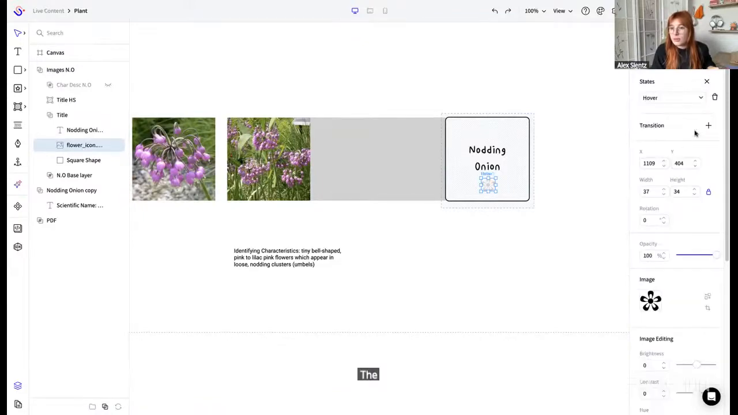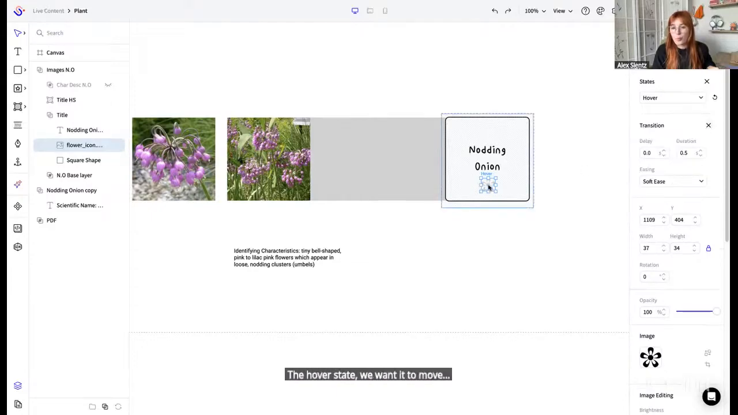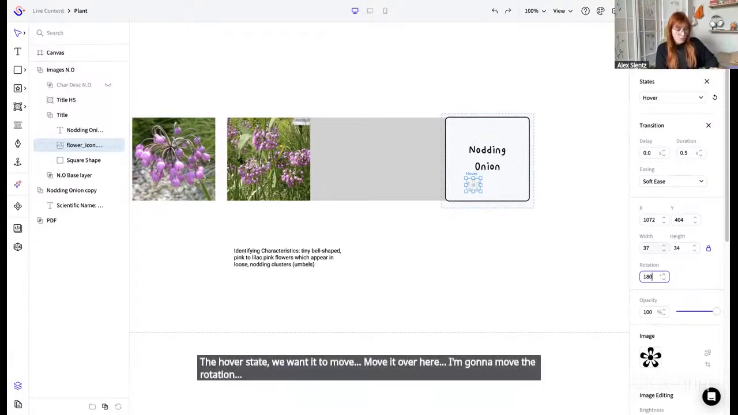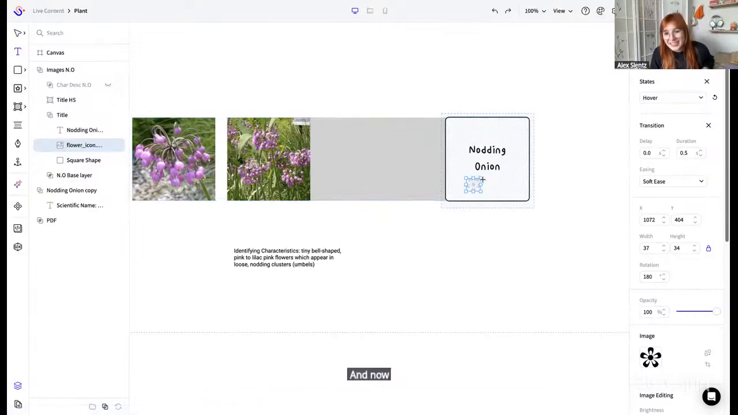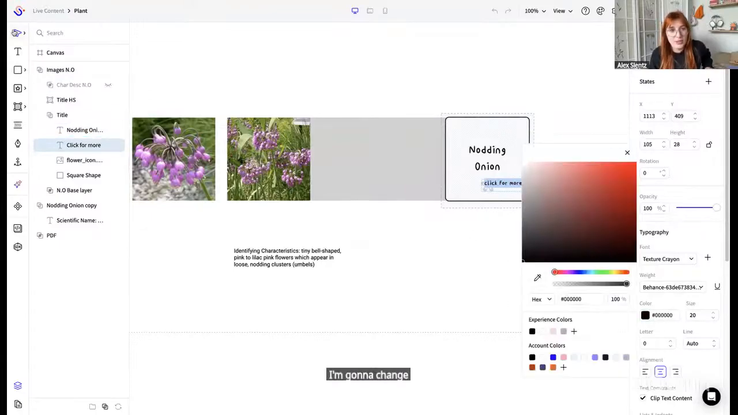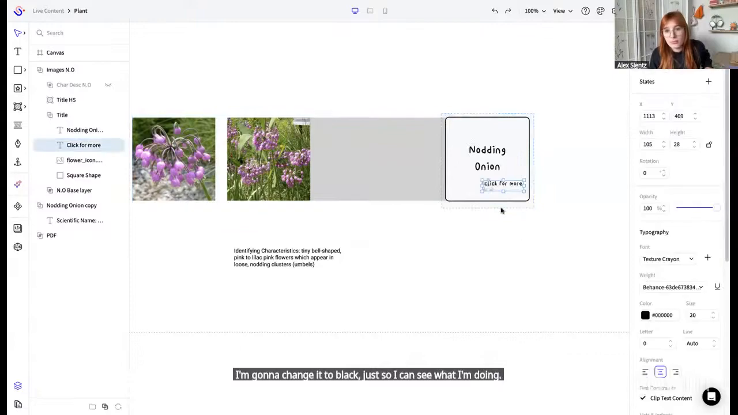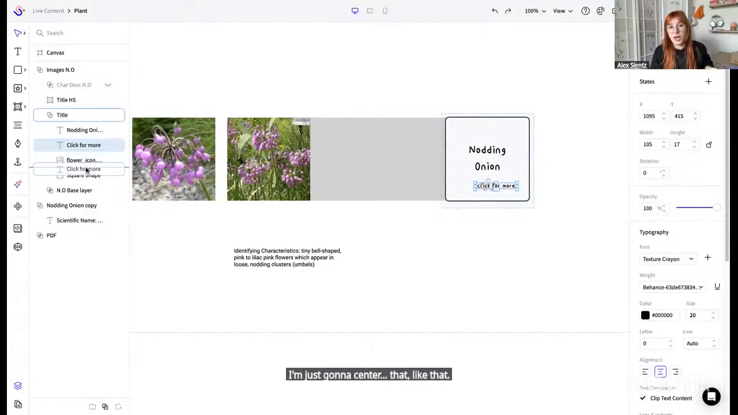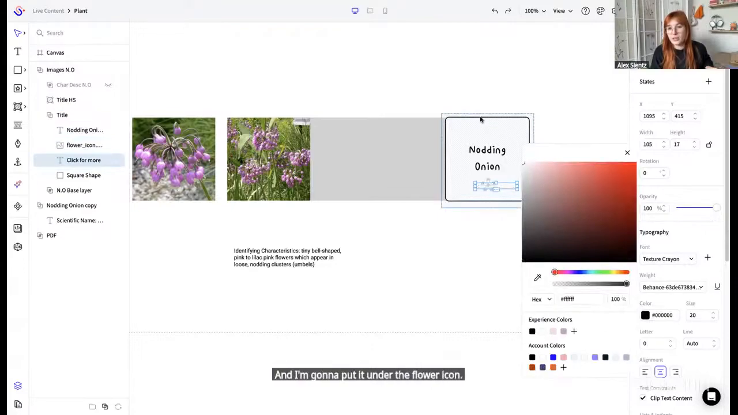The hover state, we want it to move over here. I'm going to move the rotation 180. And hopefully that looks good. And now I'm going to add a little text. And I'm going to say, click for more. I don't know why my text is on white by default. I'm going to change it to black just so I can see what I'm doing. I'm just going to center that like that. Then I'm going to put it under the flower icon. And I'm going to change it back to white.